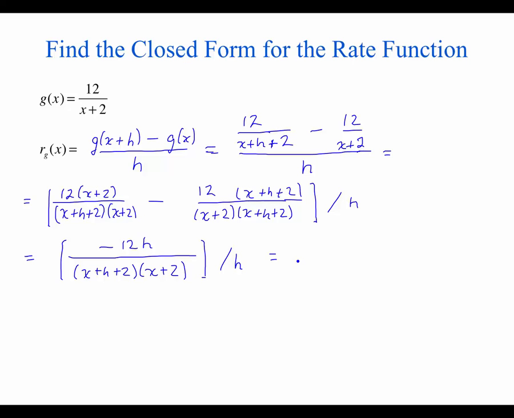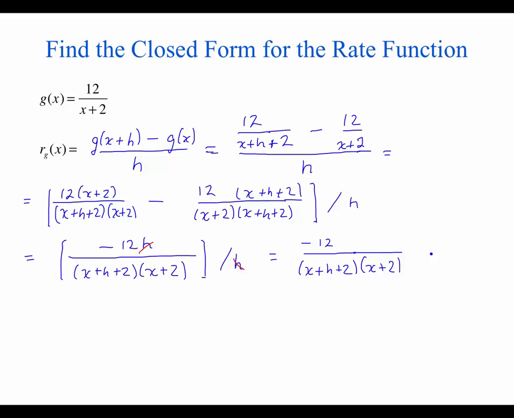We've got a negative 12h and then that whole thing over h. So h over h now is 1. So I got negative 12 over x plus h plus 2, x plus 2. Any questions? We're not done, not quite done, but that's as simplified as we can get for the rate of change of g with respect to x for some h, some finite h, right? Anybody have a question? We good?